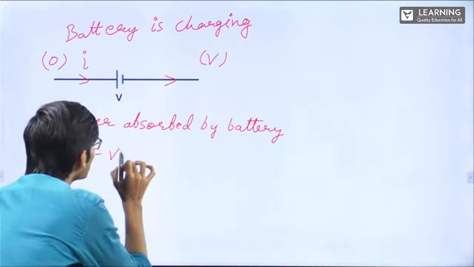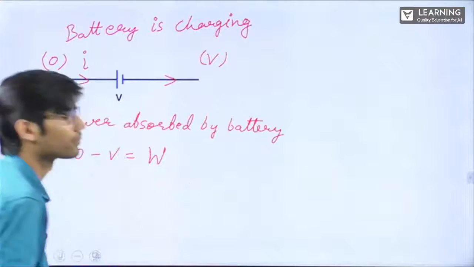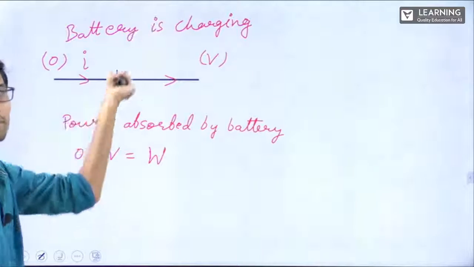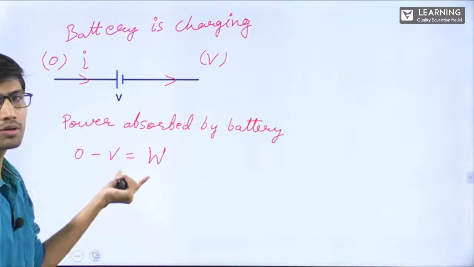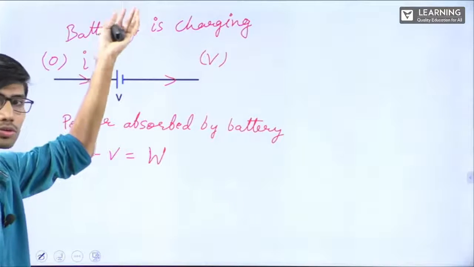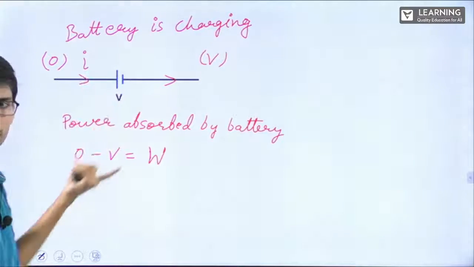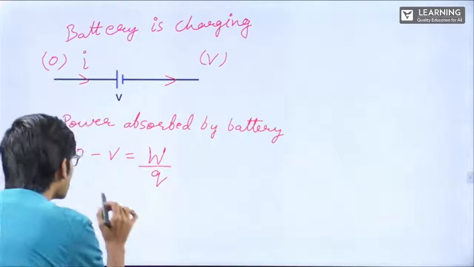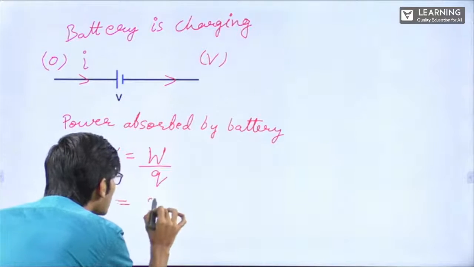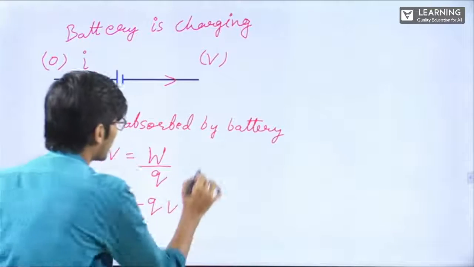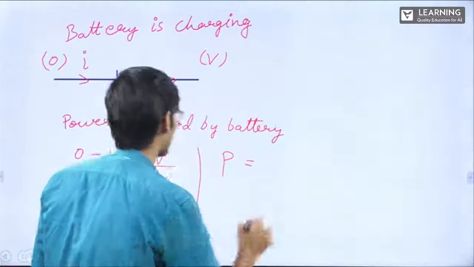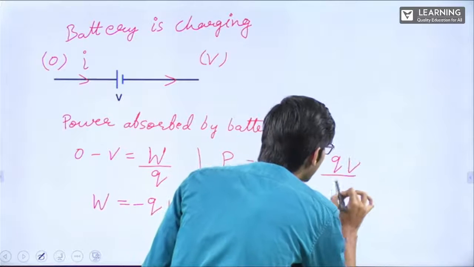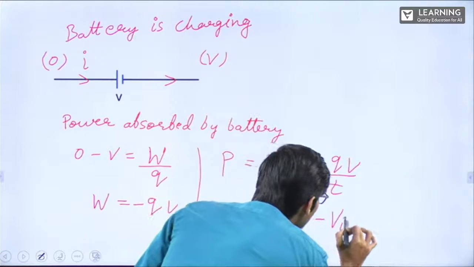From here if you see, V 0 minus V is equal to work done. There V minus 0 was work done. Here 0 minus V will be the work done by the battery, or you can write V minus 0 as work done by the bigger source. That will be negative work done by this. You can write any which ways, right? So this will be work done per unit charge. So now work done is equal to minus Q into V, correct? Power is equal to work done per unit time, that is minus QV by T, that is equal to minus VI.